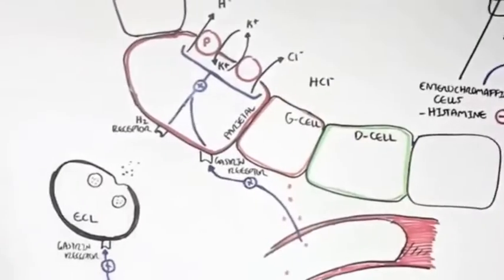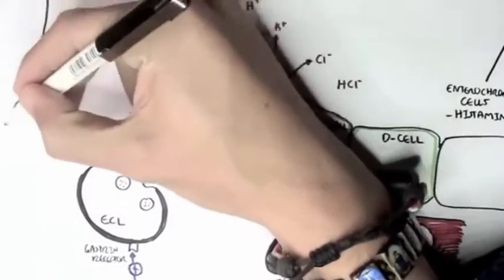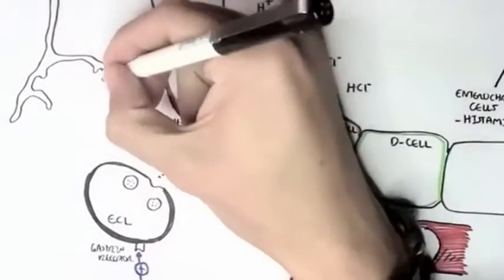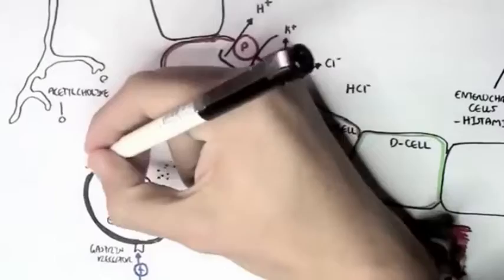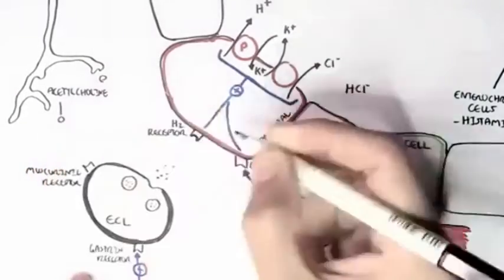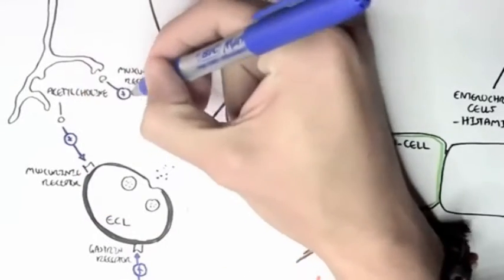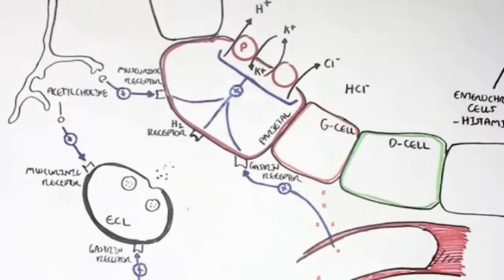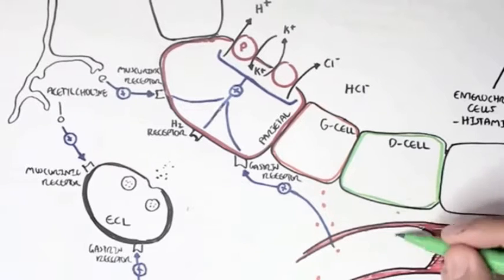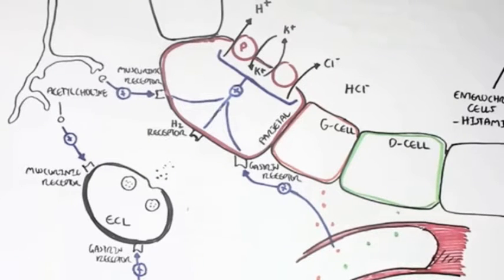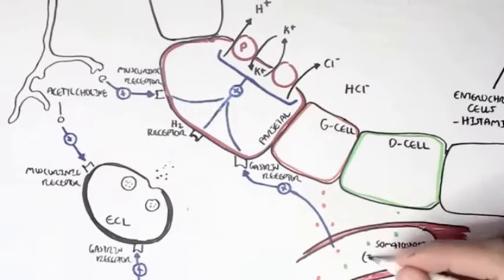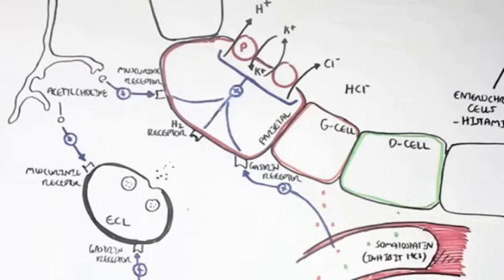The vagus nerve, part of the parasympathetic nerve, innervating the stomach area, will secrete acetylcholine, which will bind onto muscarinic receptors on both parietal cells and enterochromaffin cells, which will all promote hydrochloric acid secretion. So all these were promoting hydrochloric acid secretion. The cells and mechanisms that inhibit hydrochloric acid secretion include the hormone somatostatin, which is secreted by the D cells. So somatostatin basically inhibits hydrochloric acid secretion.